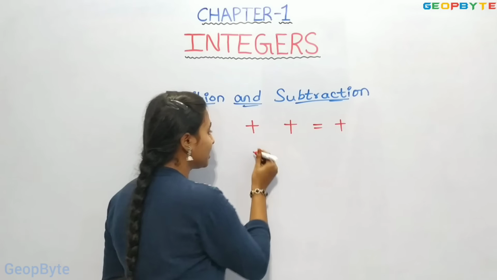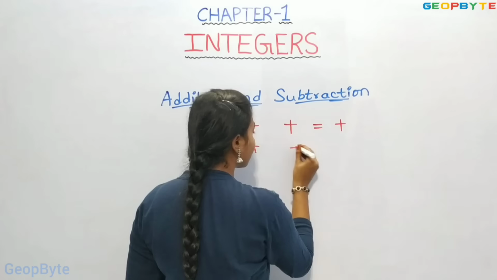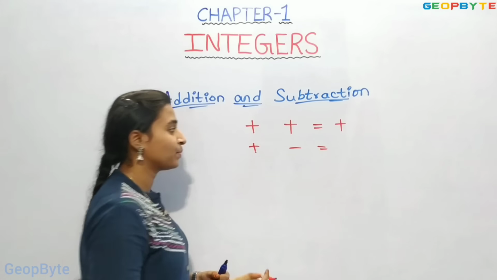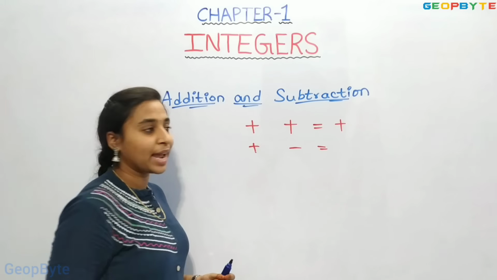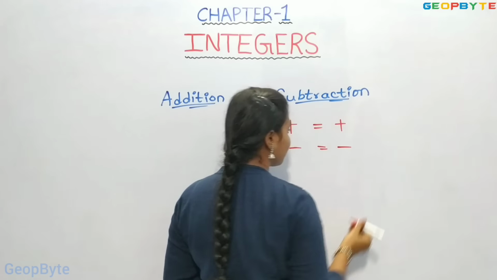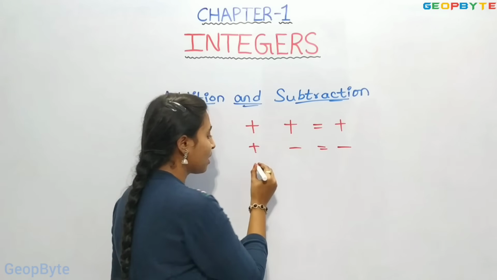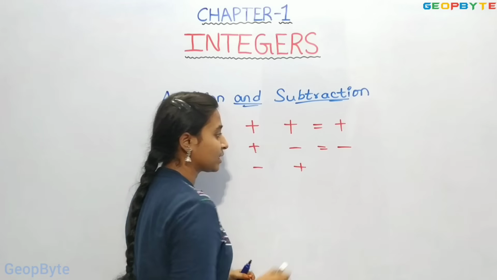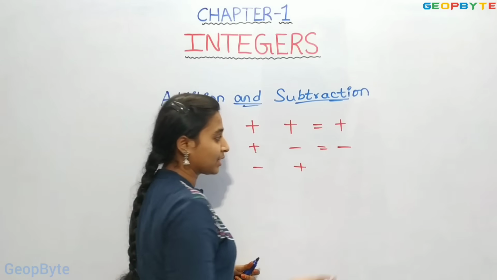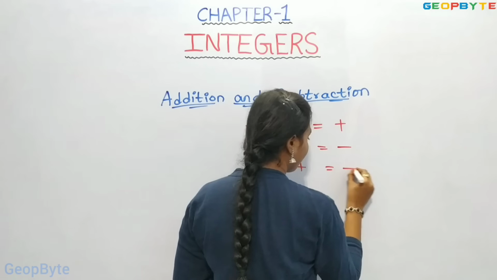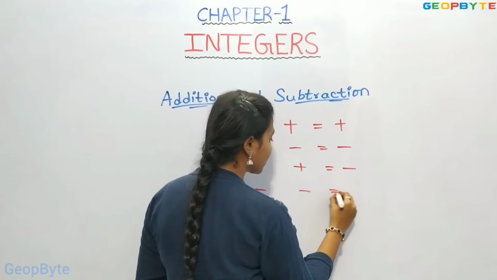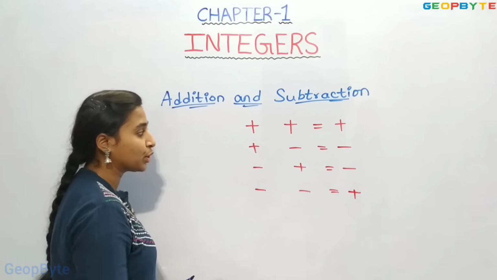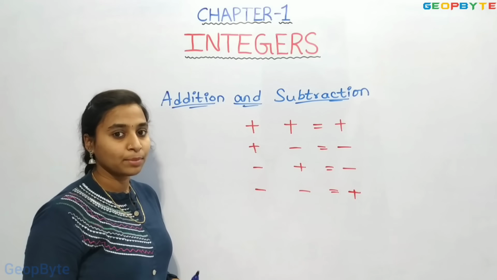Now, let us consider a plus and a minus. If there is a plus and a minus, we need to subtract. If there is a minus and a plus, we need to subtract. If there is a minus and a minus, we need to add. Now I will show you these basic rules with some examples.